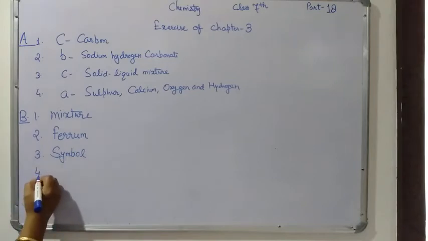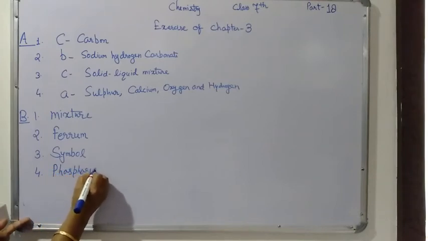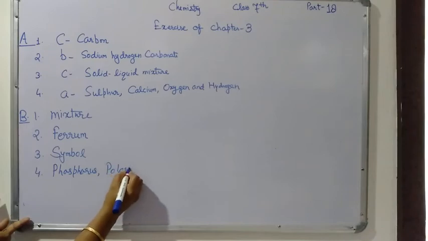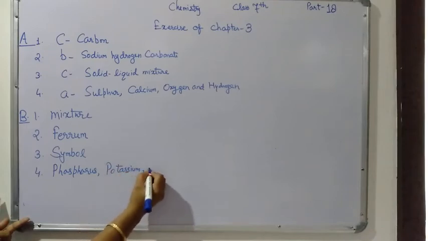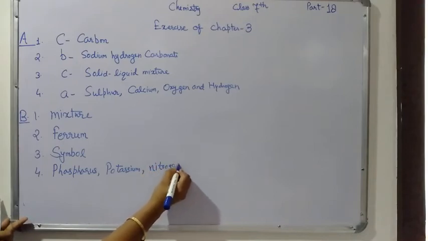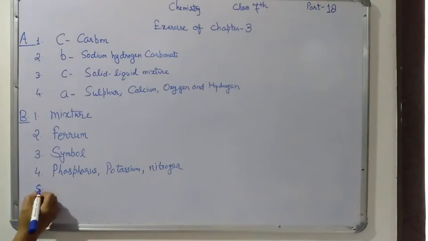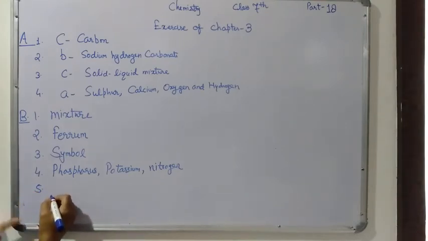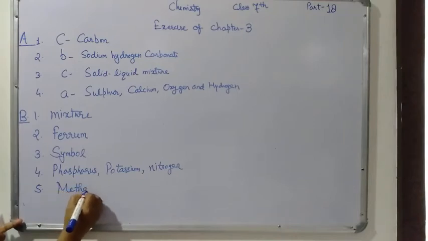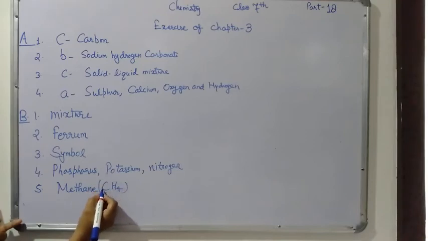Fourth one, compounds of phosphorus, potassium and nitrogen are used as fertilizers. Fifth one, carbon and hydrogen are the constituents of methane. Carbon and hydrogen, methane, CH4. In this you can see carbon is also present and hydrogen is also present.